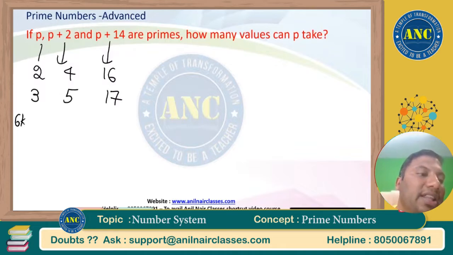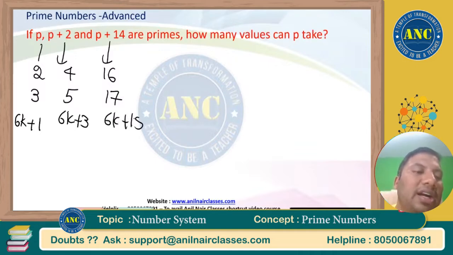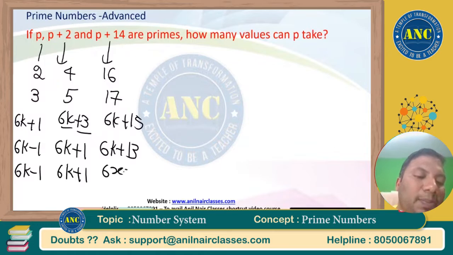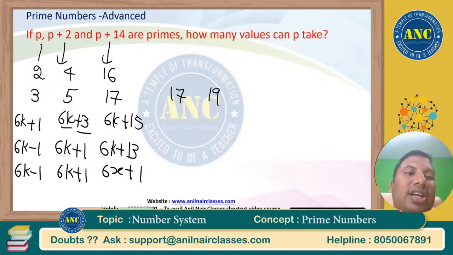If it is greater than 3, then 6k plus 1, 6k plus 3 and 6k plus 15 are divisible by 3. So we take 6k minus 1 and 6k plus 1, where these are 6k plus 13, 6k minus 1, 6k plus 1. If I take 17, 17 plus 2 is 19, and 17 plus 14 is 31.